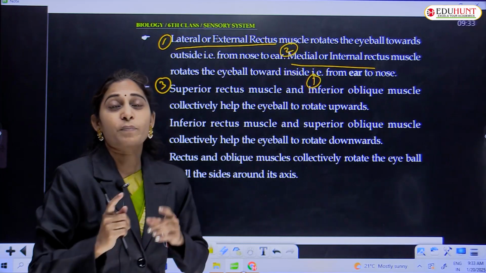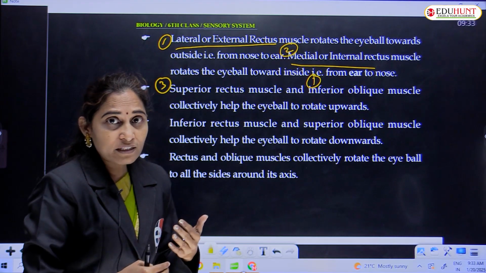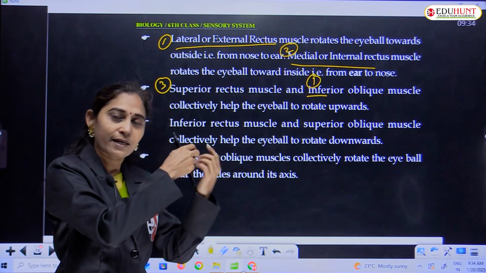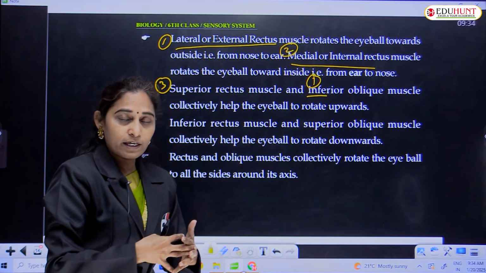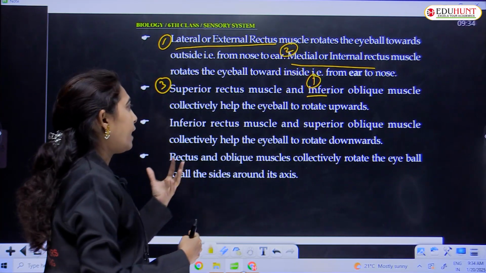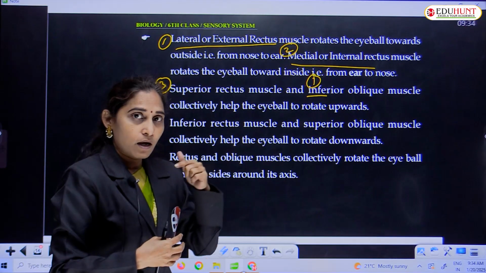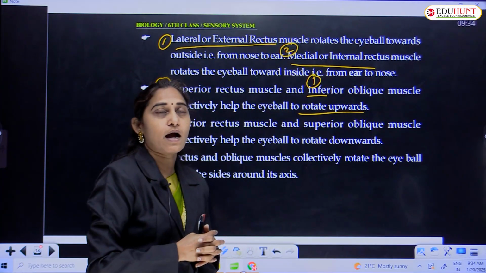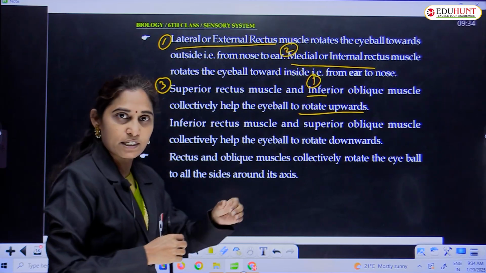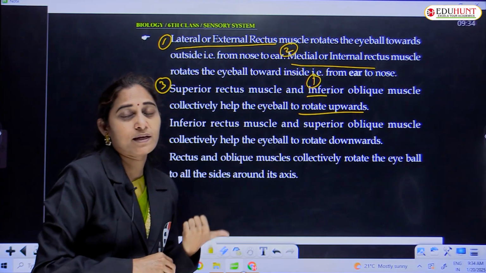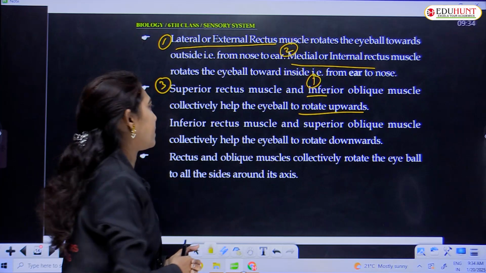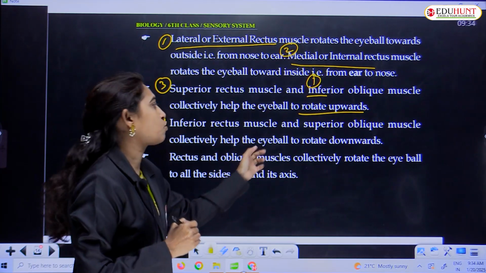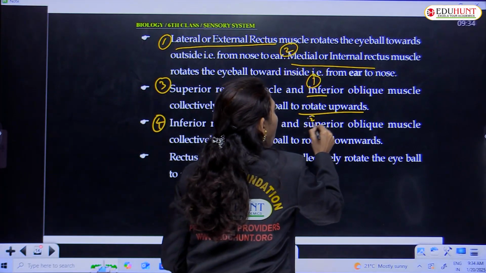And third is the superior rectus muscle along with the oblique muscle, that is inferior oblique muscle. Both these in coordination with each other help in movement of eyeball towards up, upward movement. We can rotate towards up. So this movement is facilitated by 2 muscles, superior rectus and inferior oblique muscle. And this is the fourth one, inferior rectus, then opposite to superior oblique. This is the second oblique muscle.